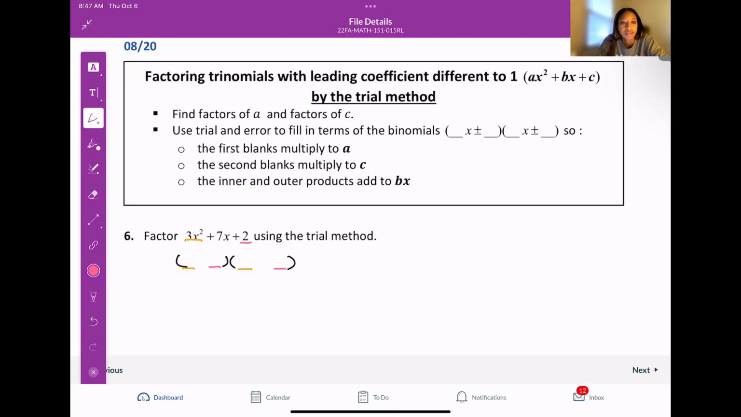All right, so what are our options? There aren't very many in this one, so this is an easy one to guess and check. How can we multiply two terms together? The terms have to both involve an x, and we get 3x squared. Well, one of them has to be a 3x.